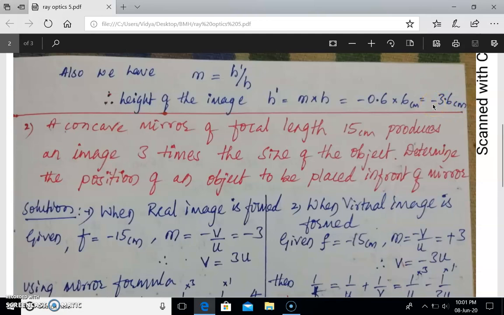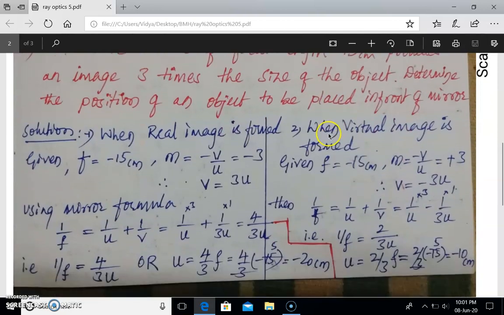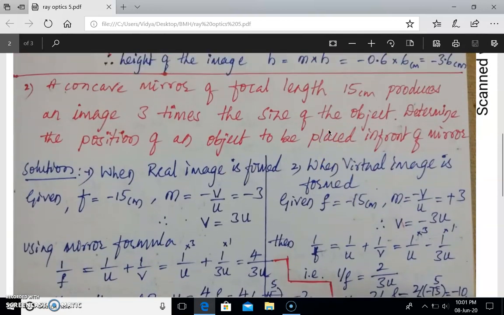This negative sign signifies that the image is inverted. So the next sum: a concave mirror of focal length 15 centimeter produces an image 3 times the size of the object. Determine the position of the object to be placed in front of the mirror.